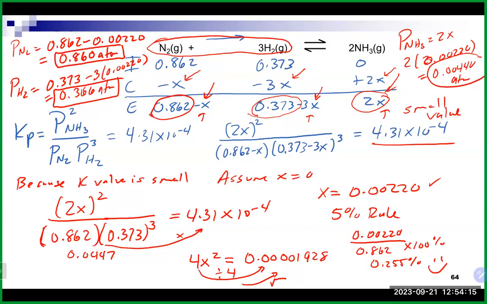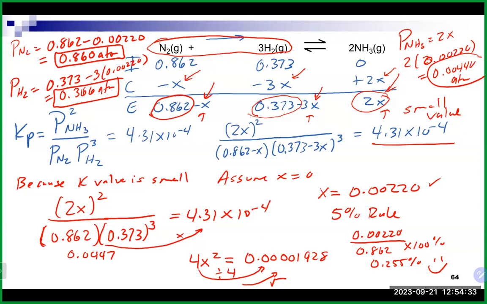A couple of things before we all run out. We've now seen through our ICE table expertise three different ways to solve it, right? We could use quadratic, we can make an assumption if it's appropriate, or we could have a perfect square. And these will be the three ways that you'll be able to solve these types of problems.